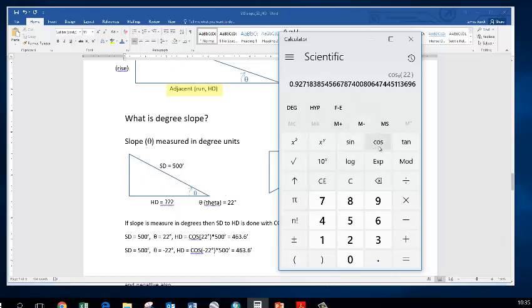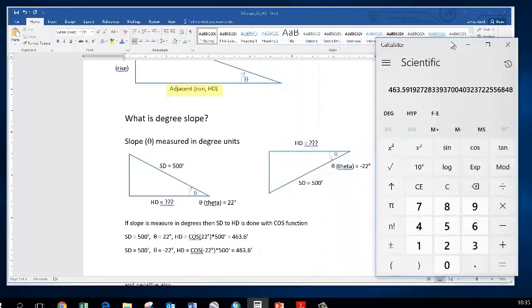Again, let me clear everything so you can see I'm not doing anything magic here. 22 degrees, hit the cosine, and then I multiply that by the slope distance. Boom. 463.6 feet. So that's the answer there. That's kind of cool.